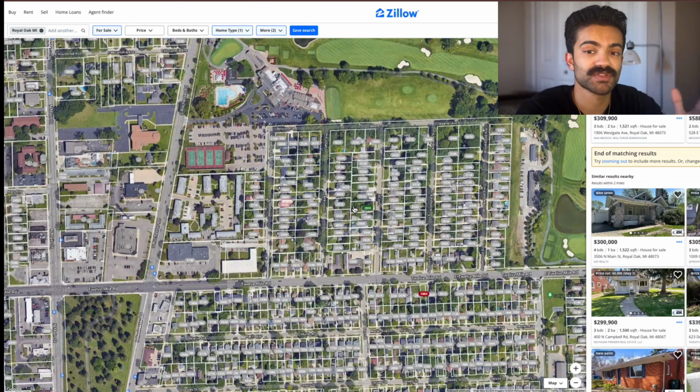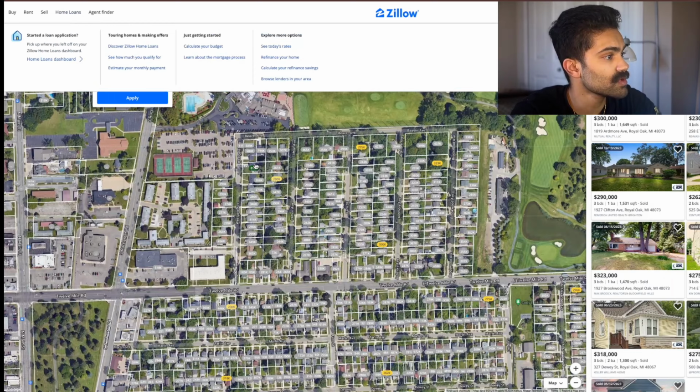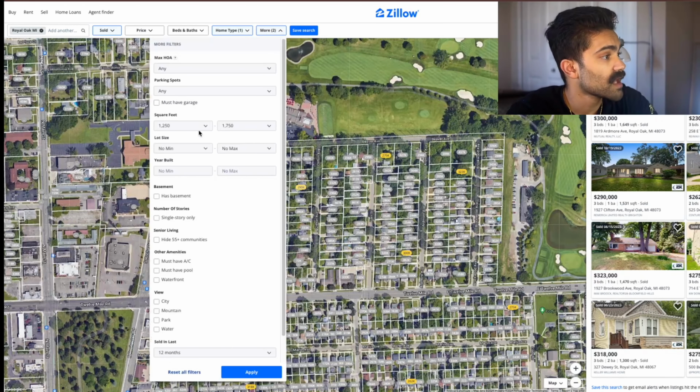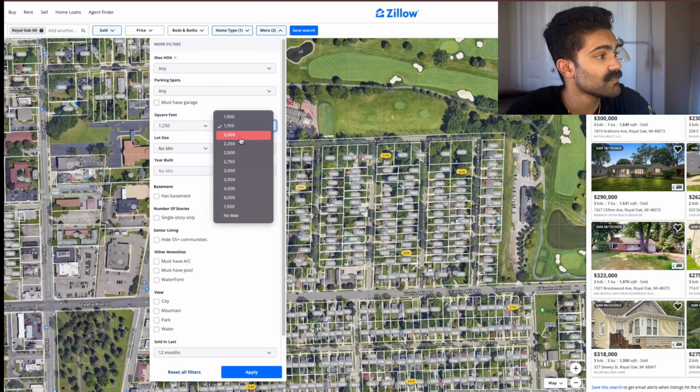So right now, we don't see many properties on the market. This one right here is a different breed, so we're going to ignore that one. Now we're going to look at sold properties. So you go up here, click sold, home type, houses, because we're looking at a single family home. If you're looking at condos, you change it. If you're looking at multifamilies, you change it. Now, square feet, 1,250 to 1,750 right here.